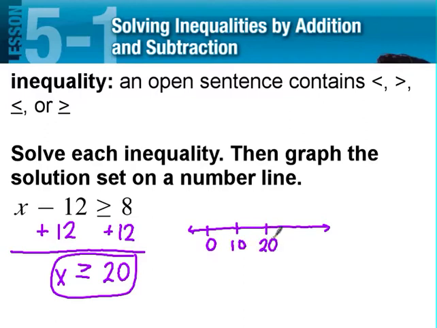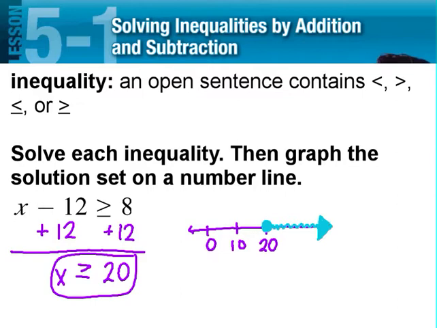If I was going to graph the solution set, what would I have? Or how should I graph this? How should I graph x is greater than or equal to 20? At 20, okay. And then what am I going to do? Yep, have an arrow pointing right. Good job. And there you go. That's it. If you can handle this, you should be able to breeze through today's lesson.